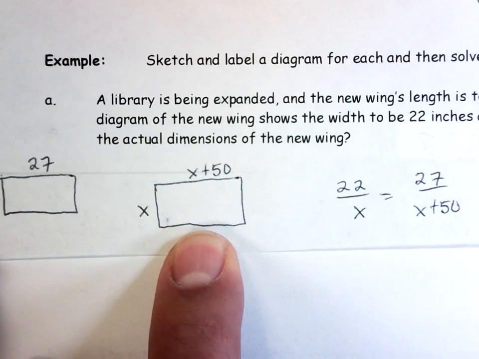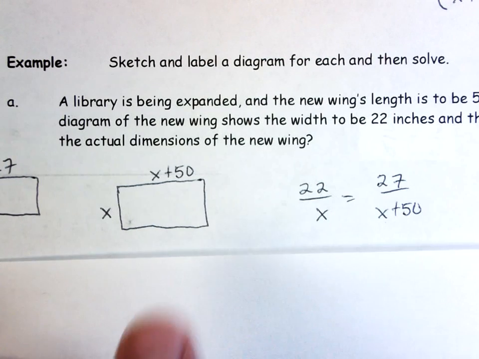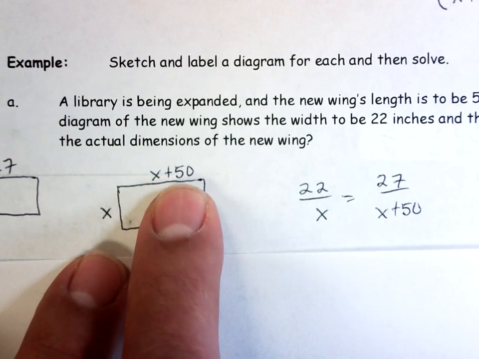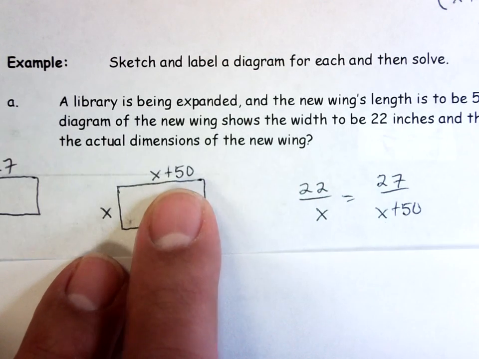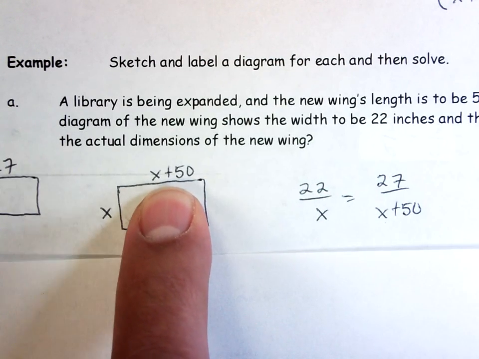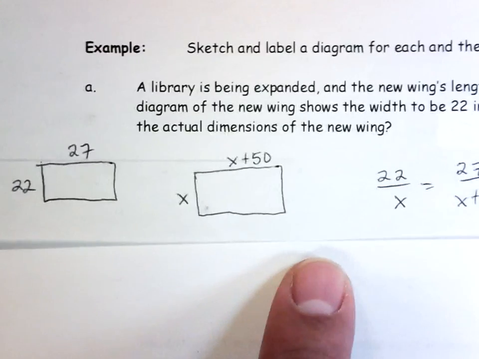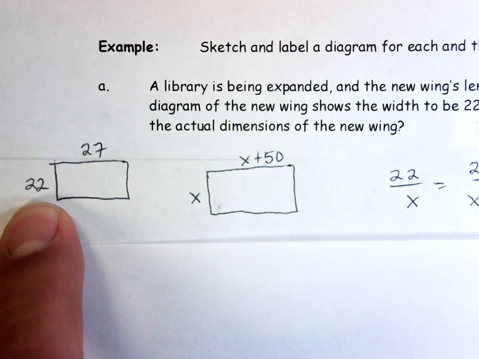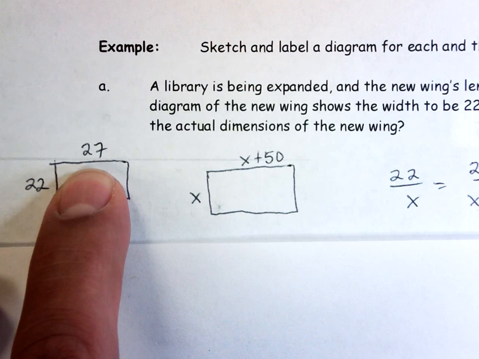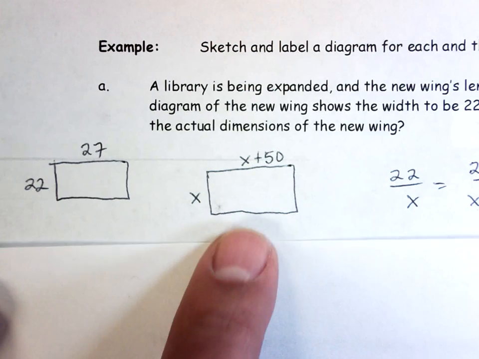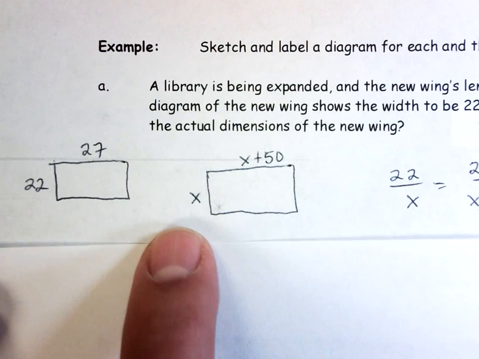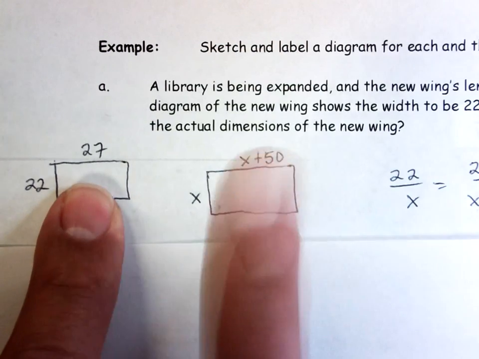I don't know my side lengths, but I do know that if my width is x, then my length is 50 feet greater, so it has to be x plus 50. Let's study this picture and see where that comes from. Again, this is just the blueprint, 22 inches wide by 27 inches long. And for the actual library, all I know is that the length is 50 feet longer than the width.